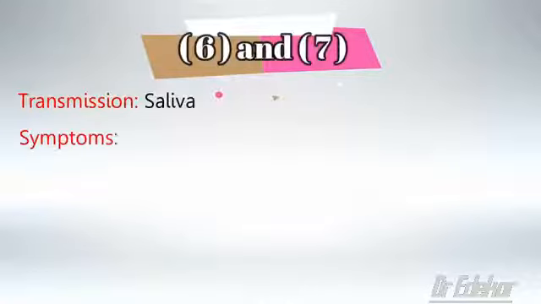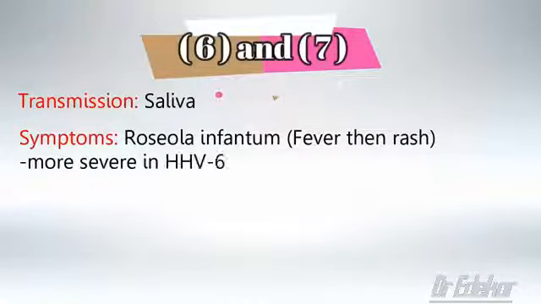Herpes number 6 and number 7 don't have any specific name, and they transmit via saliva. And their symptoms, they cause something we call roseola infantum, which is basically a high fever, and then the fever would resolve and the patient would have a rash afterwards. So if you have a history of fever, then the fever went away and then the patient presented with rash, think of herpes number 6 and number 7.